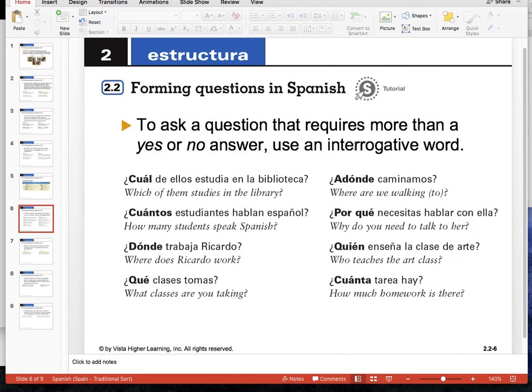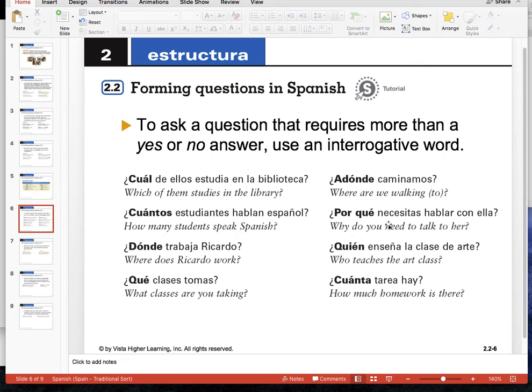So to ask a question that requires more than a yes or no answer, we use an interrogative word, right? So for instance, ¿cuál de ellos estudia en la biblioteca? Right? So this is a question that you can't just say sí or no. You have to say who, right? Who is studying in the library? ¿A dónde caminamos? Again, you can't answer sí or no. You have to say, well, where are we walking?